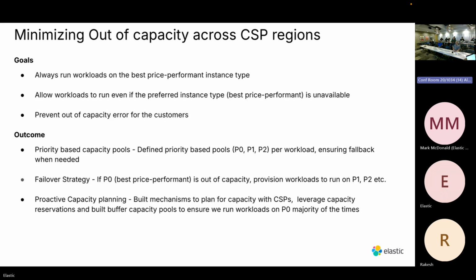How we ended up doing that was we created priority-based capacity pools where we defined different priorities per workload, ensuring we always have a fallback when we need, right? We have a failover strategy. So if the best instance type, P0, is out of capacity, we start running the workloads on P1. Then we start running the workloads on P2, right? And then we also do a lot of proactive capacity planning by using all the CSP native tools, but also working directly with the CSPs to ensure that we are always running the workloads on P0, because that's where the best price performance comes in for the customers, right?